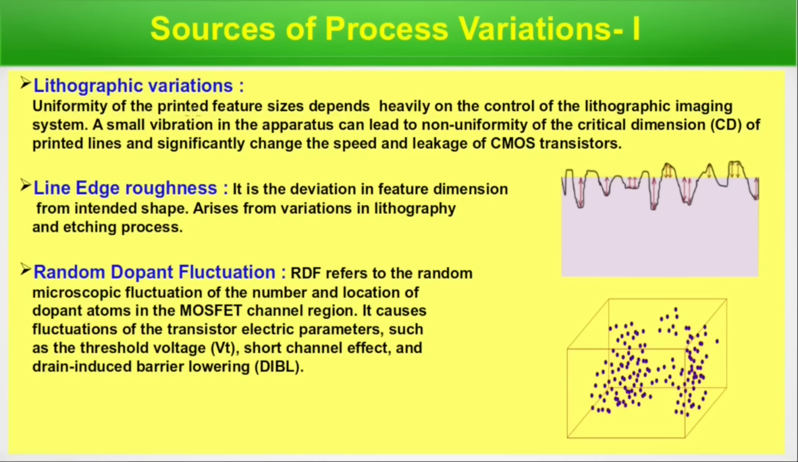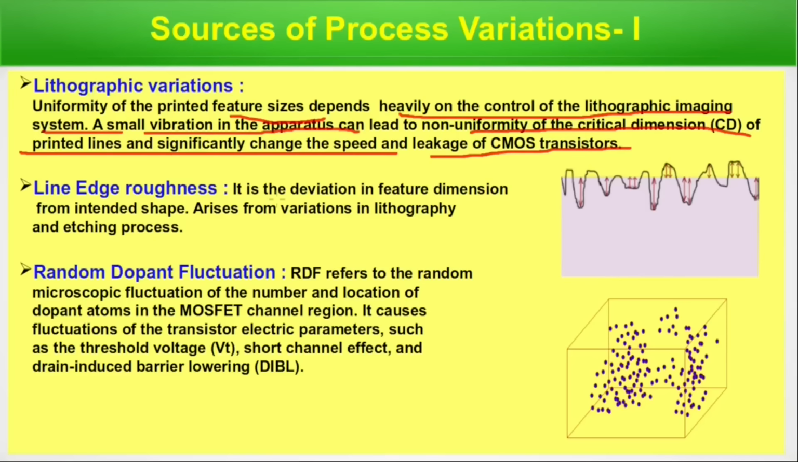Lithographic variation. Uniformity of a printed feature size depends heavily on control of the lithographic imaging system. A small vibration in the apparatus can lead to non-uniformity of the critical dimension of printed lines and significantly change the speed and leakage of CMOS transistors. In the FinFET episode also we have mentioned that lithographic variation means a typical wavelength is coming out from the machine and it's transferring a shape on the wafer. A small vibration in the apparatus can create a non-uniformity.